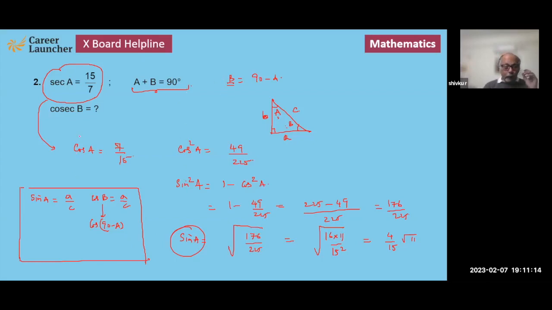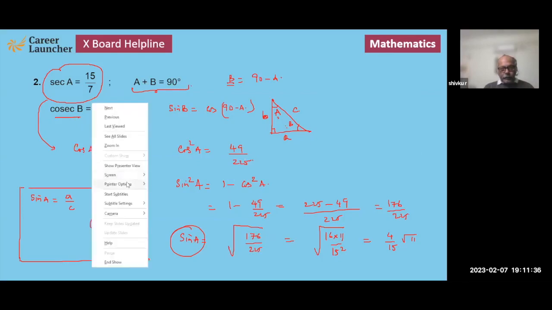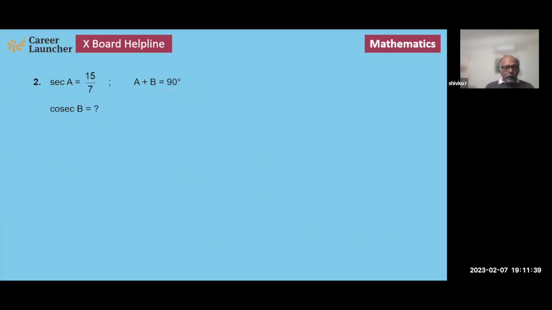So when I want to find out the value of sine B, it is nothing but cos of 90 minus A, and sine A is equal to this. If I want to find cosecant B, cosecant A, you can also find all these values. But anyway, what do we need here? Let me go back. We need secant A. For the value of secant A, cos A is equal to 7/15.